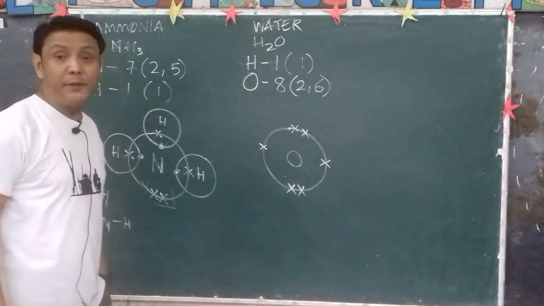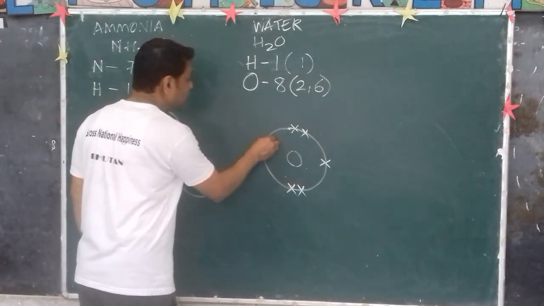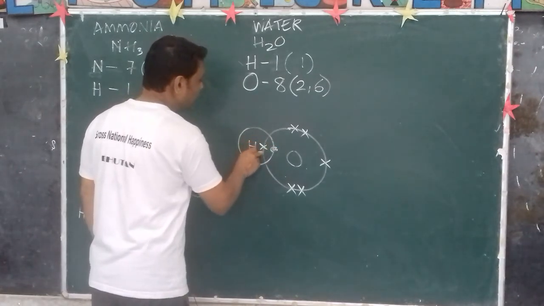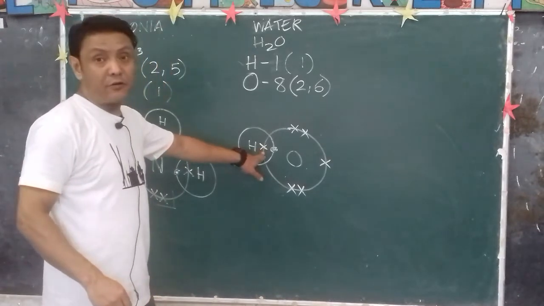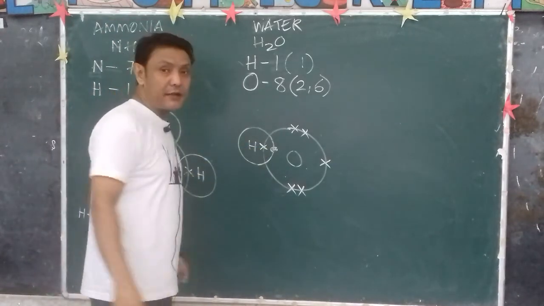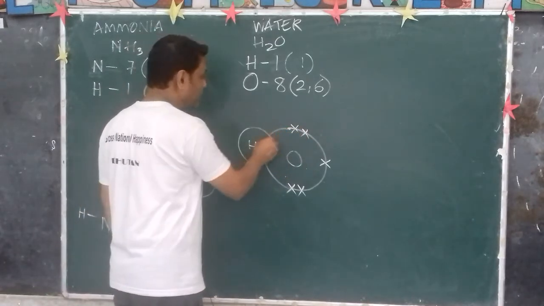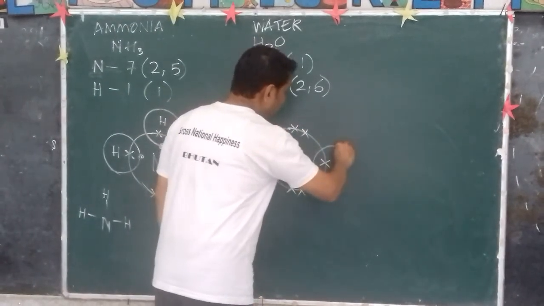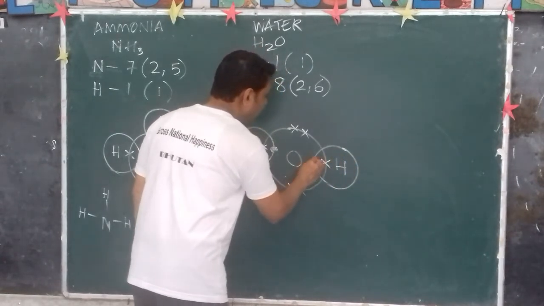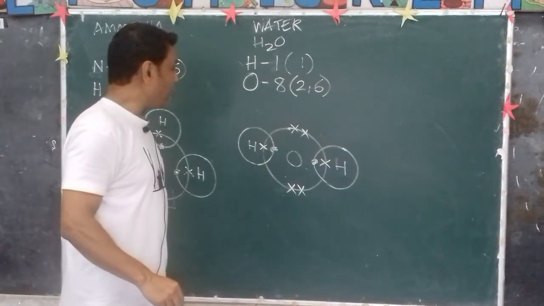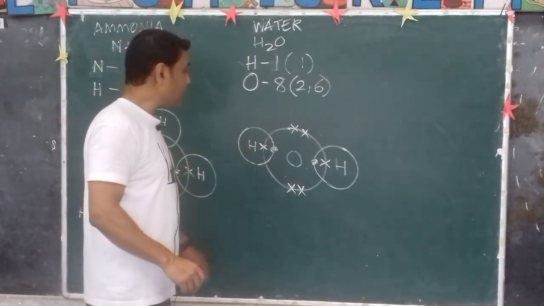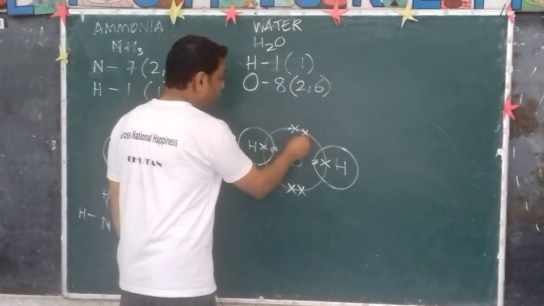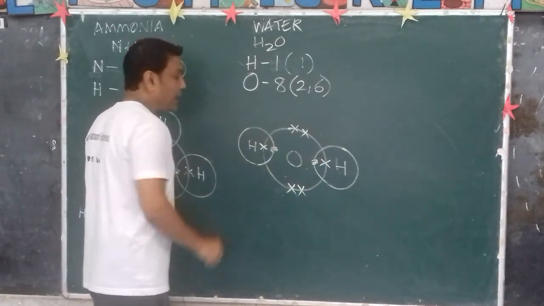How many electrons does the oxygen need to be stable? It needs 2 more. Since it is between hydrogen and oxygen, it is a covalent compound. So one hydrogen atom will come and share its electron with one electron of oxygen. Now hydrogen will have 2 electrons satisfied, whereas oxygen will have only 7. It needs 1 more to have a stable electronic configuration. So one more hydrogen atom will come and share its only electron with one electron of oxygen. Now oxygen will have a stable electronic configuration after sharing 2 electrons with hydrogen: 1, 2, 3, 4, 5, 6, 7 and 8.